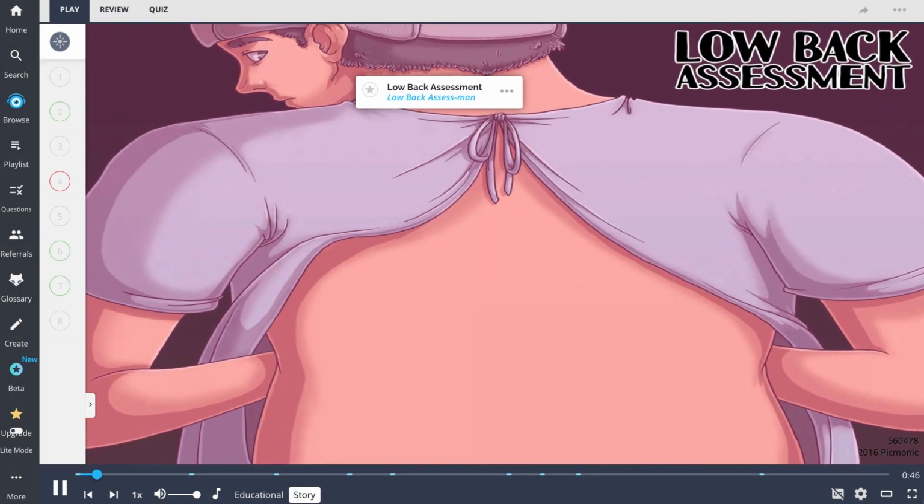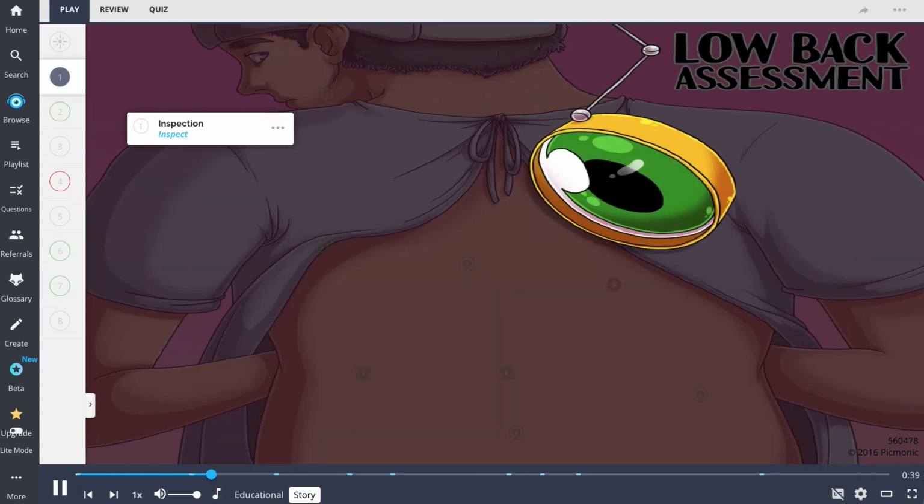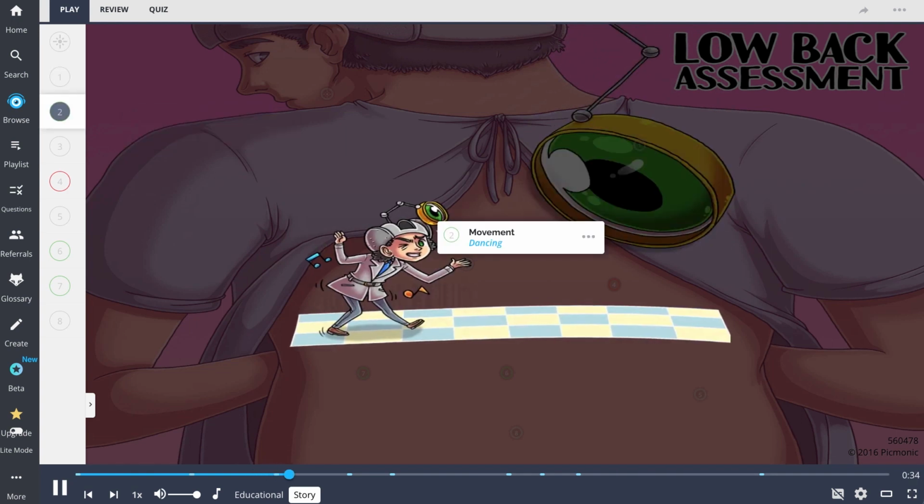Oh, well, hello there. It's me, Assessman. Don't mind my low back being exposed. See, it's been feeling a bit odd back there, so I've elected to inspect it. Gosh, what's this? A bunch of mini-me's dancing around.